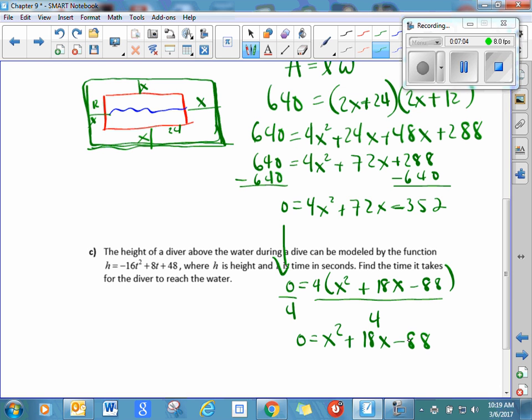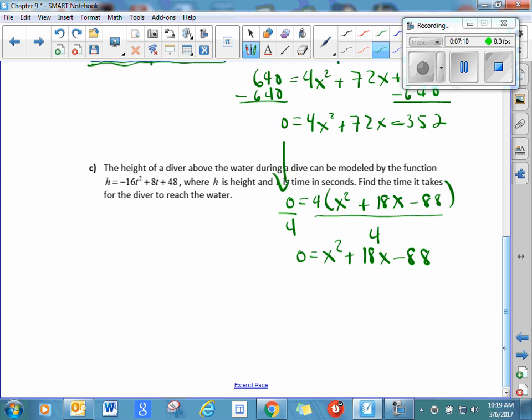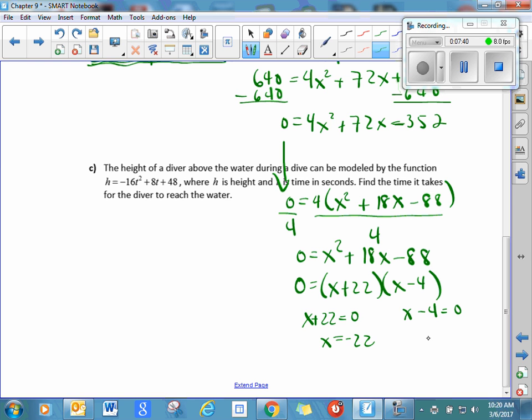This looks a little simpler to factor, and I can use the AC method, and I end up with 0 equaling x plus 22 times x minus 4. And if you want to pause the video and go find your AC method factors, you'll come to the same conclusion that I did. So now, of course, if we set each one of these equal to 0, you get x is equal to negative 22, and you get x is equal to positive 4.